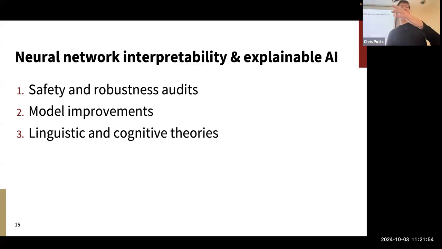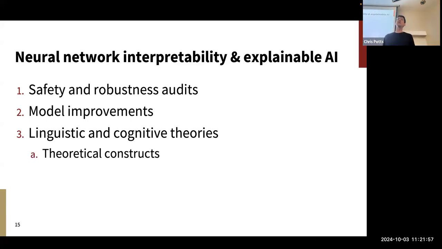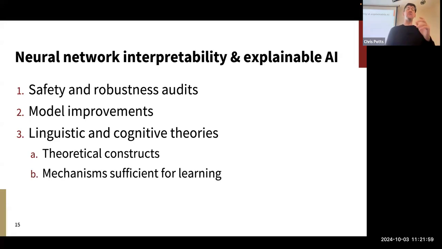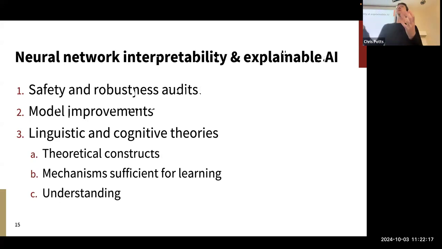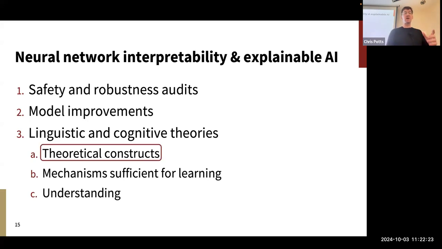And within that third point there, we could think about theoretical constructs. We could think about the mechanisms that are sufficient for learning, because after all, language models are trained purely on distributional evidence and seem to acquire all these causal properties from a kind of near blank slate learning scenario. And we could also think about what it means to understand language and many more questions. They're all on the table if we can understand the underlying mechanisms. I would love to talk with you about all of these things, but in the interest of time, I'm going to focus on this theoretical constructs one.